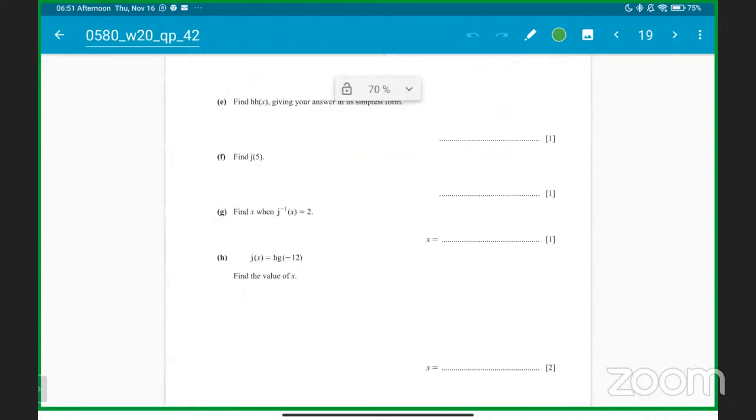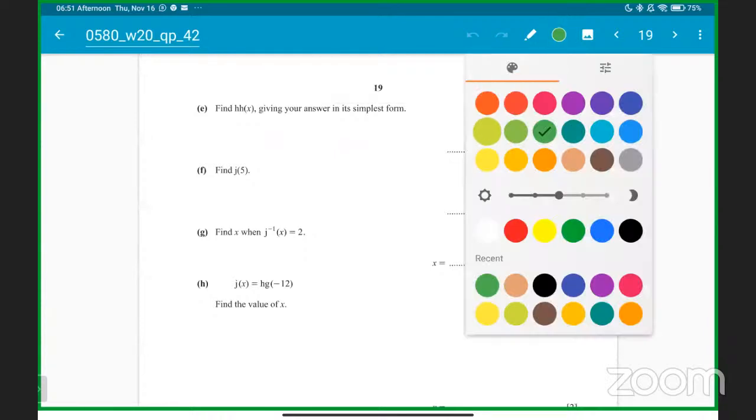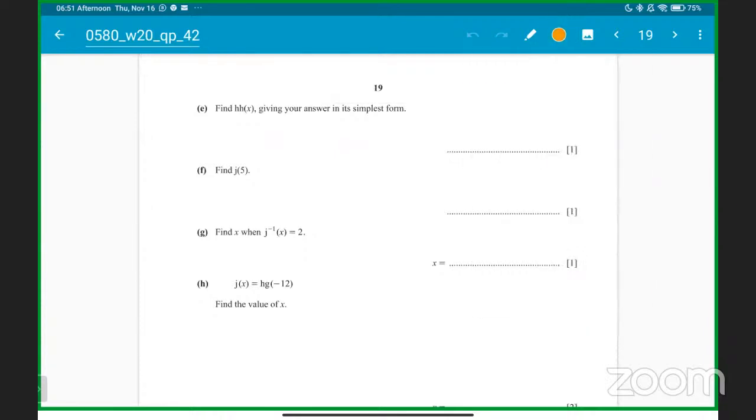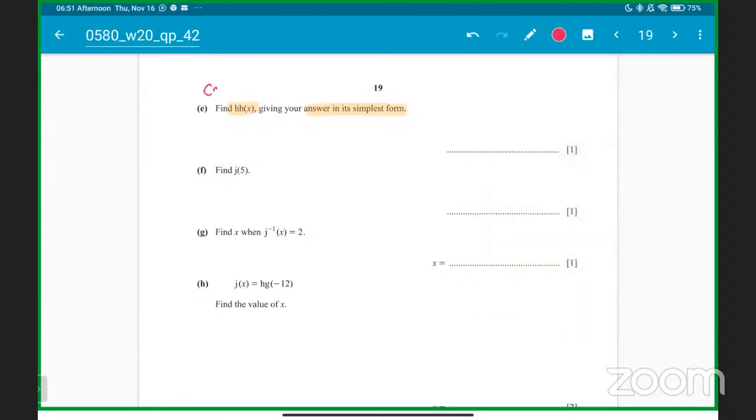Next, we have another important understanding that we are going to do, students. Don't worry, we'll be solving more composite functions. So by the end of the class, it will be clear. Now we have to find h into h(x), giving your answer in its simplest form. So again, when you have two functions written together, it's called what, students? It's called composite functions. So h into h(x), you have to put. So follow carefully how we are going to do this.